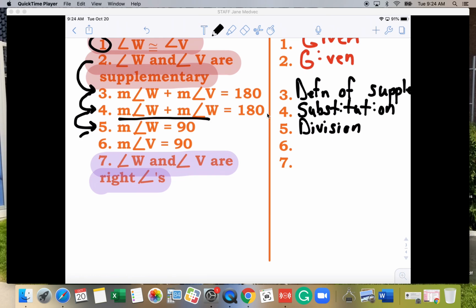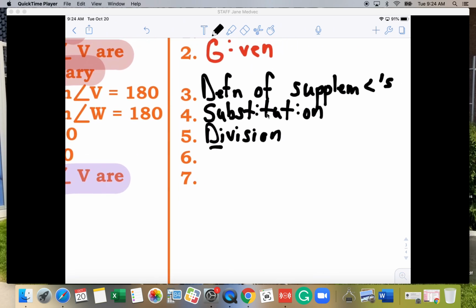Now I'm going from 5 to 6. The measure of angle W is equal to 90. 2, the measure of angle V is equal to 90. You're going to notice what changed here is this right here. And I know that they're congruent from number 1. So this again would be substitution.